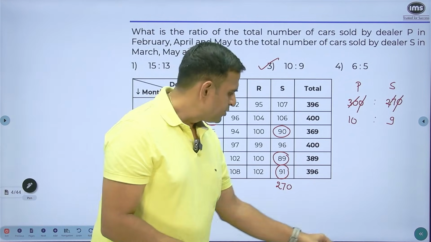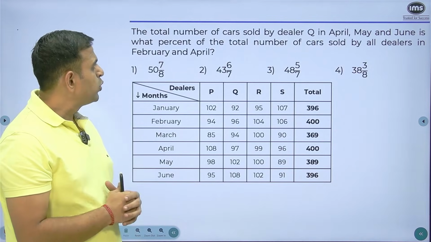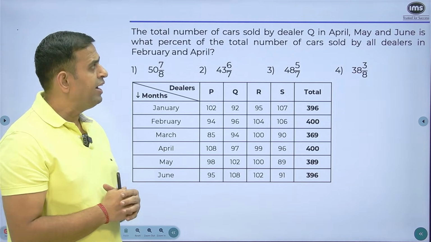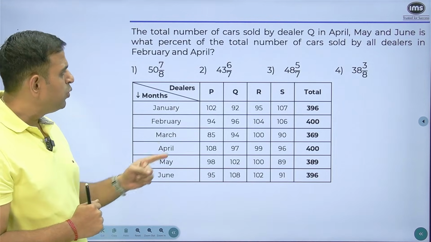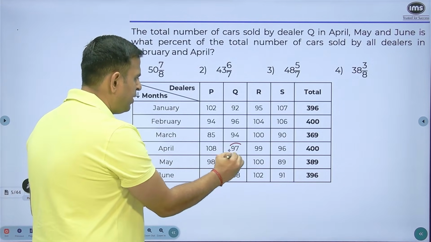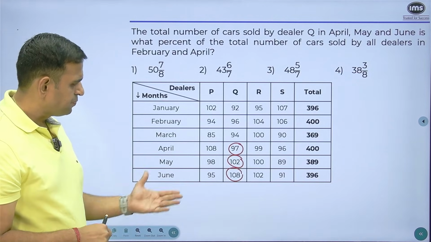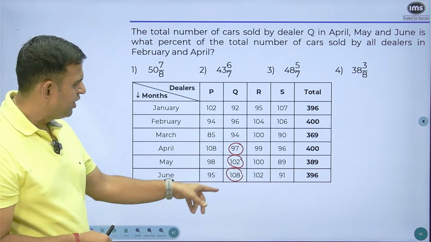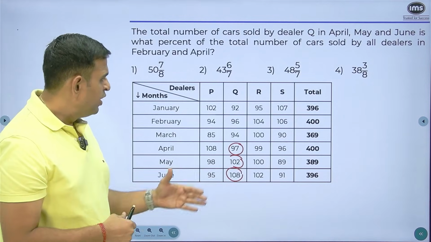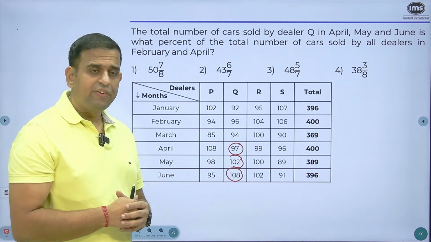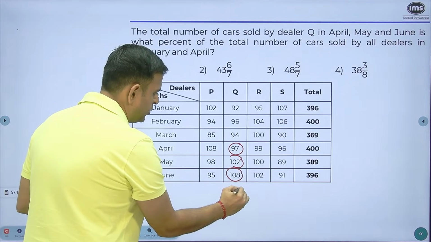Then if I look at the next one, it says the total number of cars sold by dealer Q in the month of April, May, and June. Q, April, May, and June. These are the three numbers over here. And if you look at the total over here, 108 plus 102 will become a 210. 210 plus a 97 will become equals to a 307.